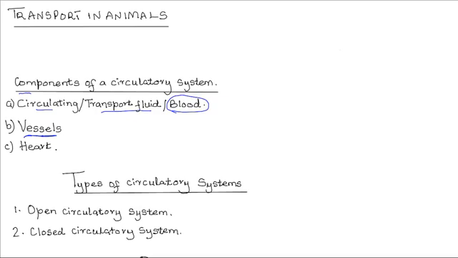And then the third and very important component is the heart. The heart is a pumping structure or organ that produces the force which pushes the circulating fluid through the circulatory system.